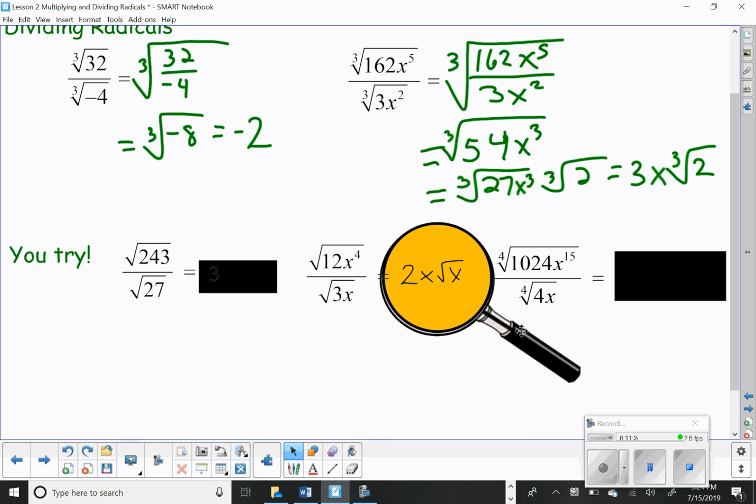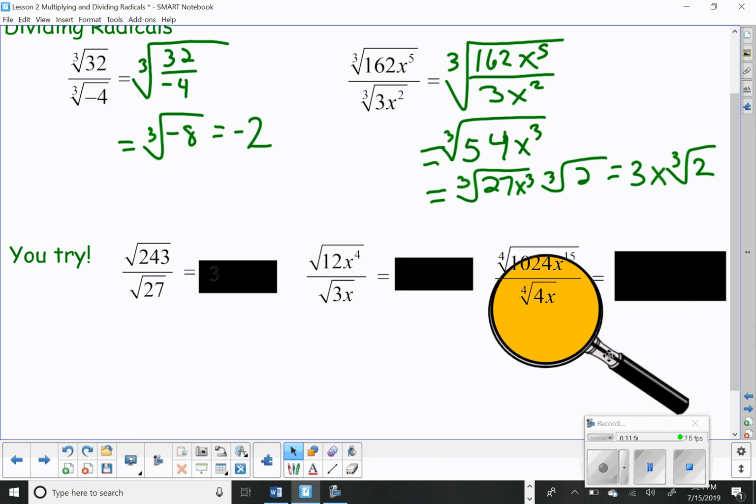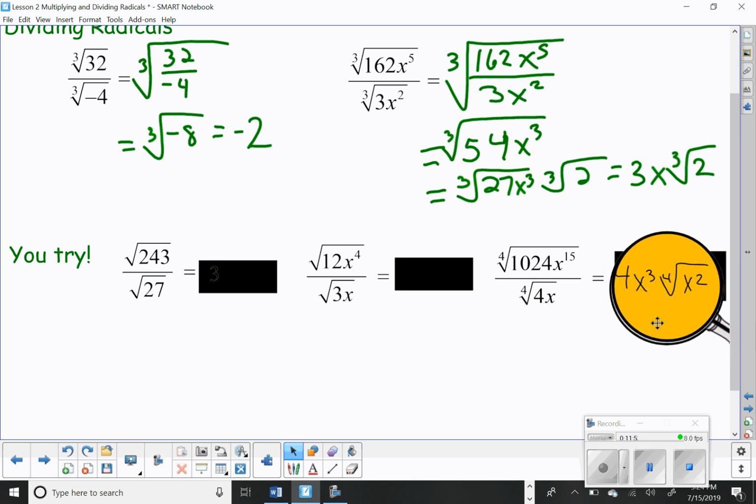Over here, did you get 2x square root of x? And there's no absolute value. Why is there no absolute value? Because we've got an even index, even inside up top, but on the bottom it's an odd on the inside. Next up, we've got 1024 x to the 15th. We got odds inside, so we don't have to worry about anything. See if I can get this so that we can look at it. 4x cubed, 4th root of x squared. Everybody good there?